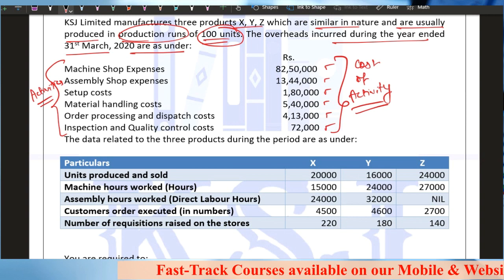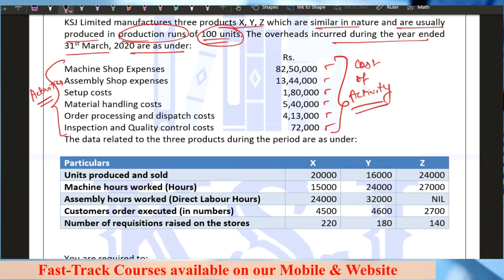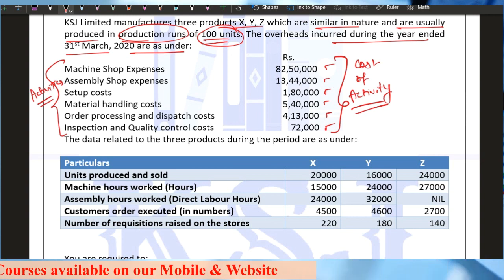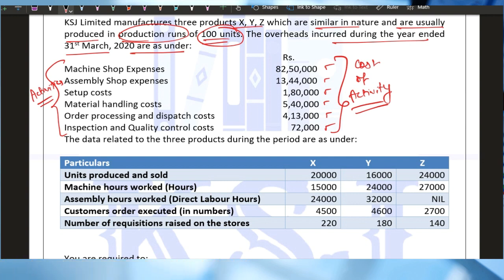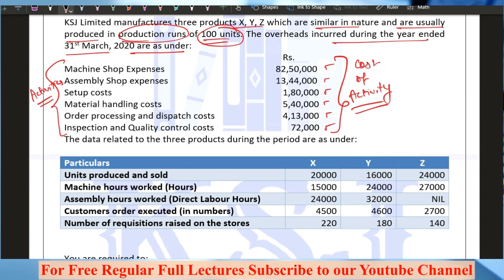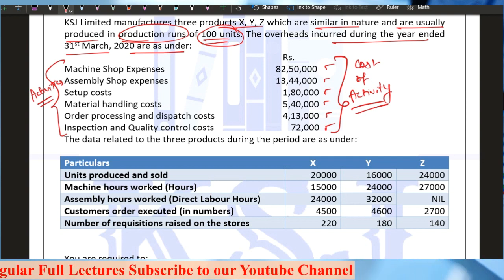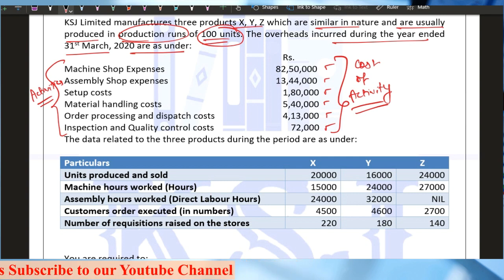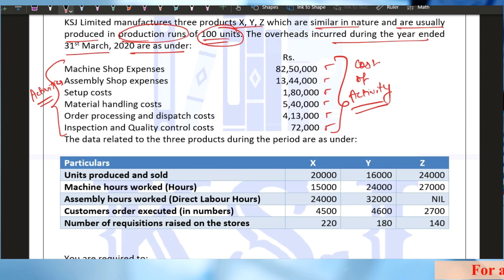Now, the third part. Identify the cost driver. Sir, the cost drivers are not given directly in the question. What to do now? Now, here is the application of your mind, the aptitude application. How to do it? What is a cost driver? It is a factor on which the cost of that particular activity is dependent.